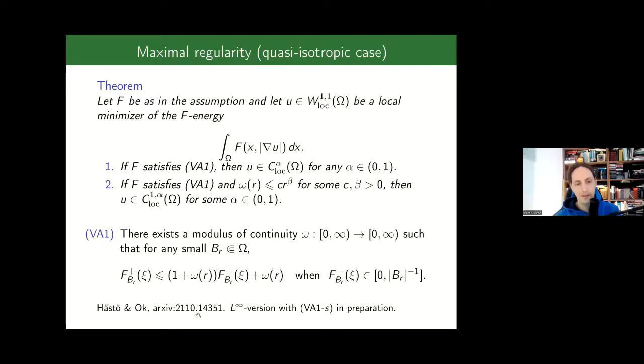So this result can be found in this arXiv paper. And with Jihoon Ok, we are also preparing a second paper, which has the bounded minimizer, the C gamma minimizer, and this S in this condition.